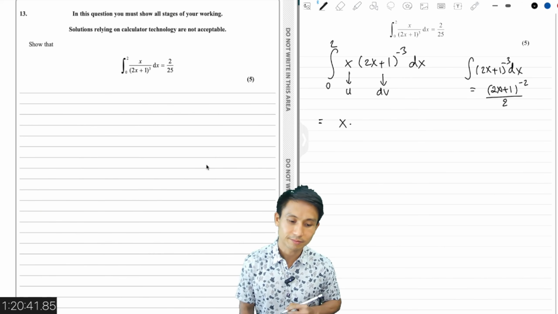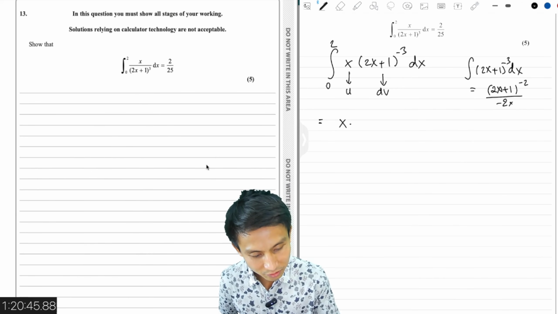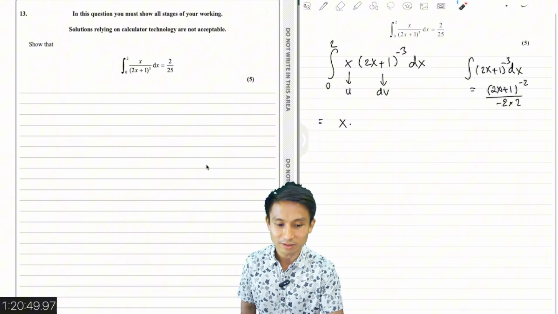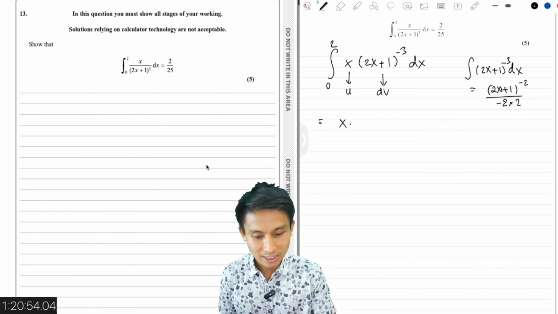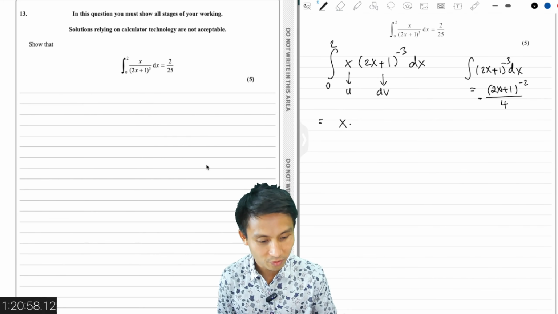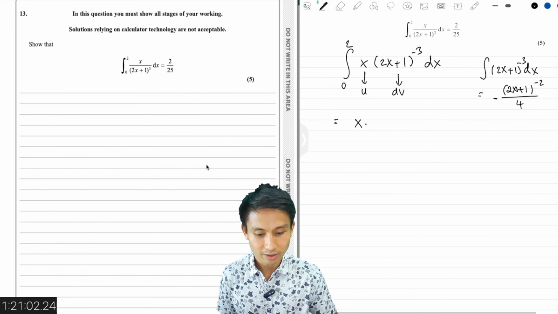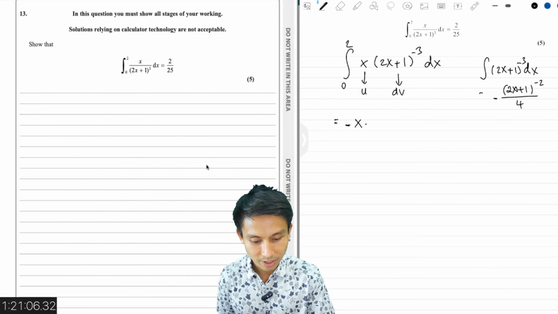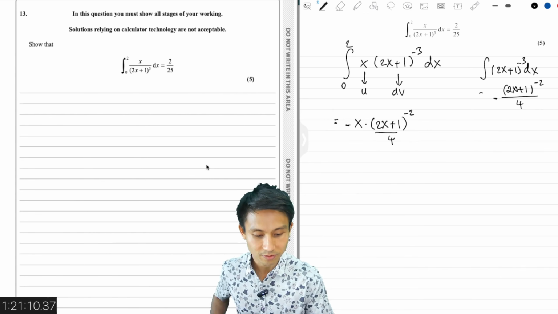Oh, divide by minus 2 and also multiply 2. I forgot to divide by the added power minus 2, and you have to divide by the derivative of the inner function here as well. So that is basically minus 4, or I write minus and 4 here. Okay, so that's going to be 2x, so this is going to be minus, right? So 2x plus 1 over 4 to the power of minus 2.